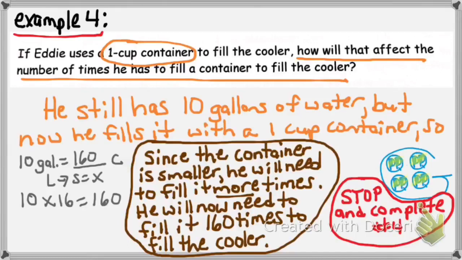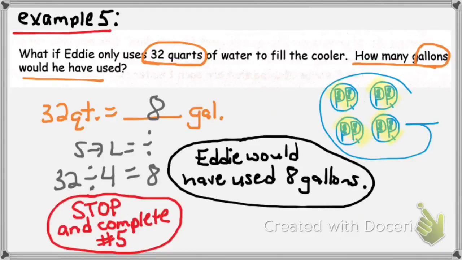In question 4, they changed the quarts to cups, so that was a new conversion. And the question I wanted to know is, how did that affect the number of times he had to fill the container? So I really needed to answer how that affected it, is that he had to fill it more times than he did in example 3. And example number 5 switched it up yet again. He still had a 10-gallon container, but he wasn't going to fill it up. He was only going to fill it with 32 quarts of water. Therefore, we needed to make that conversion as well.